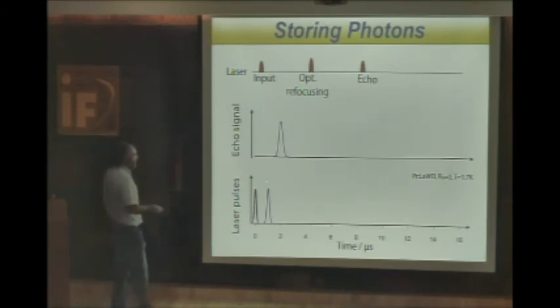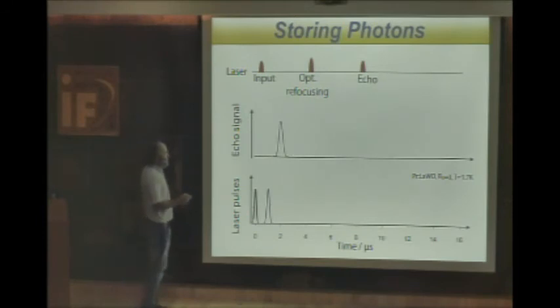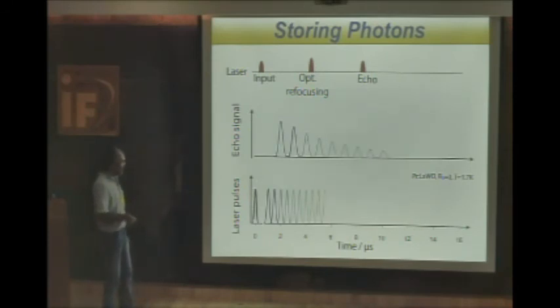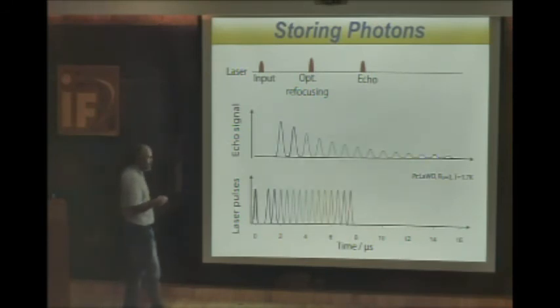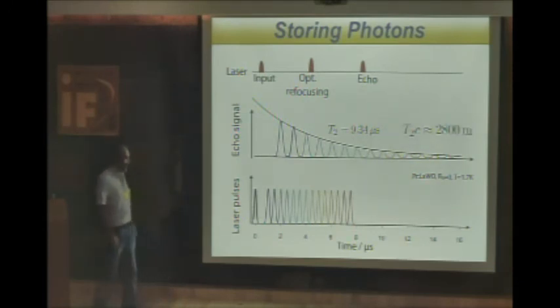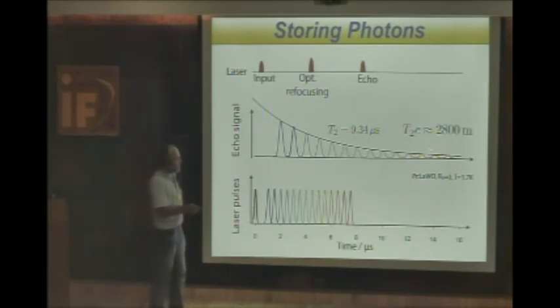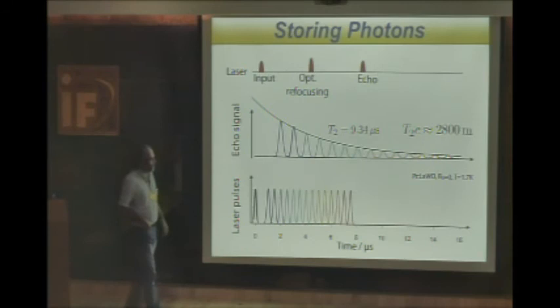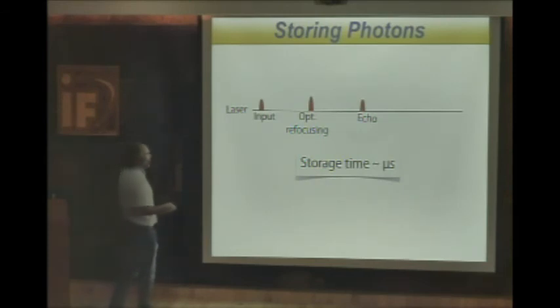So first of all, for storing them in the electronic excitation, you can extend the storage time to some degree by applying photon echoes. So you apply a laser pulse which refocuses it, and then you can measure the decoherence time. That's on the order of 9 microseconds in this case. So you have not completely arrested it, but still in that time it would have flown away for 2.8 kilometers.